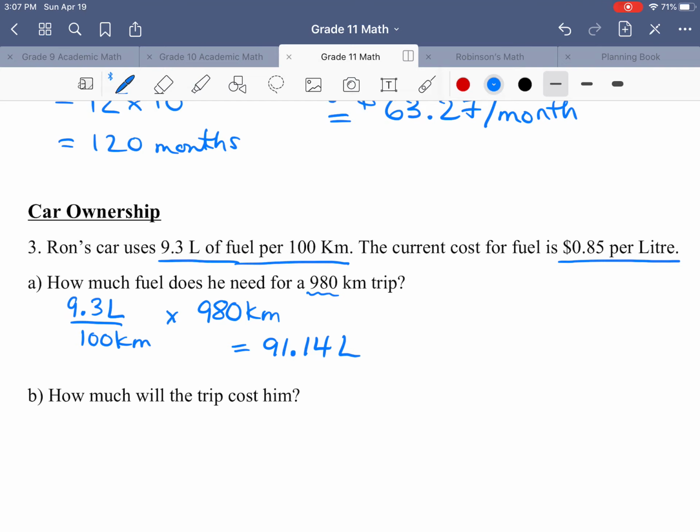Don't worry about your rounding here. This one is exactly 2 decimal places. If you end up with like 10 decimal places, then round it, but here we didn't round.